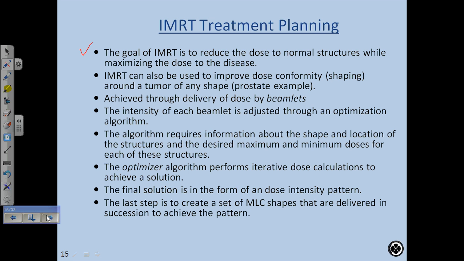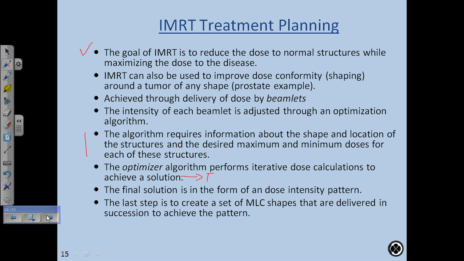This is achieved through delivery of dose by beamlets, we talked about that. The intensity of each beamlet is adjusted through an optimization algorithm. We haven't talked about that yet. The algorithm requires information about the shape, location, structures, and desired maximum and minimum doses for each of these structures. You will do a lot of this with Theo. The optimizer algorithm performs iterative dose calculations to achieve a solution. So what is the solution? The solution is the fluence pattern that we saw.